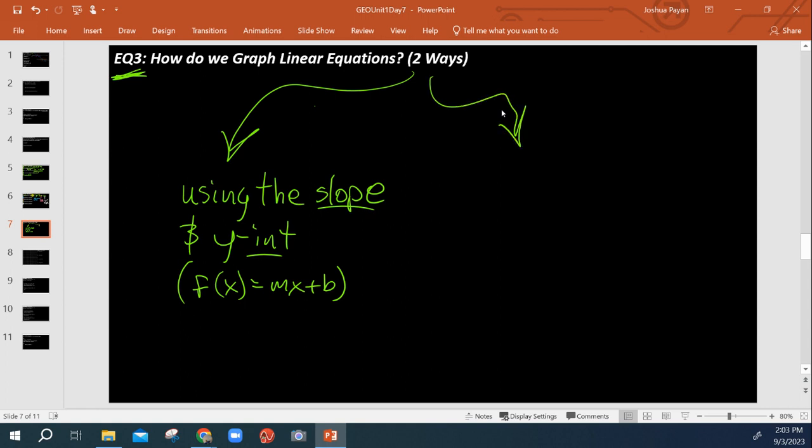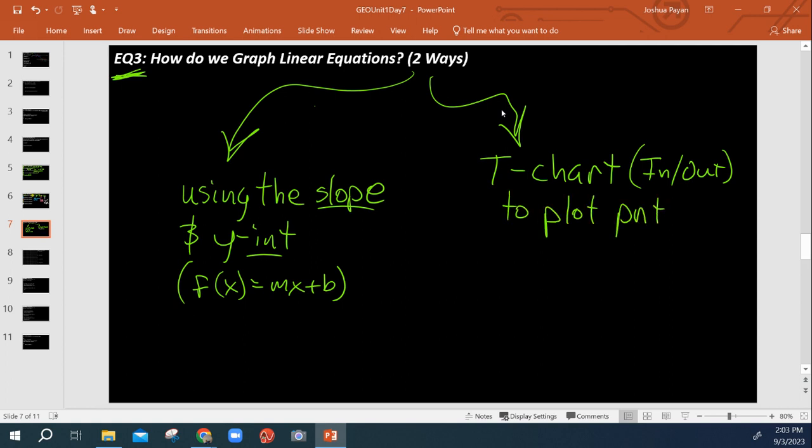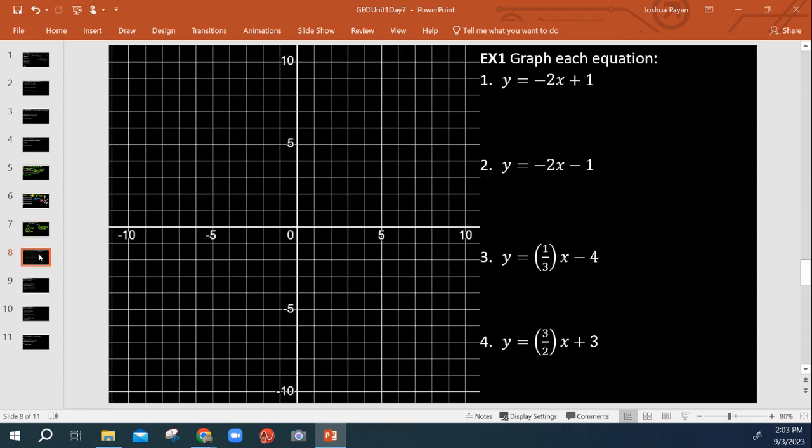Another way is going to be using a t-chart or an input-output table, to plot points. And they both have their uses. So here we've got four examples, and I'm going to go through these pretty quickly. I'm probably going to do number one and three only, just to keep this video short.